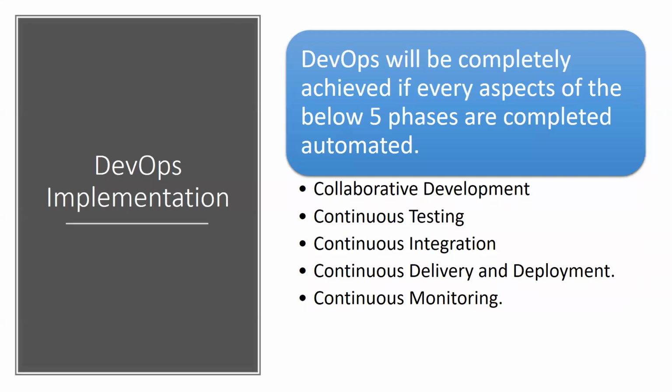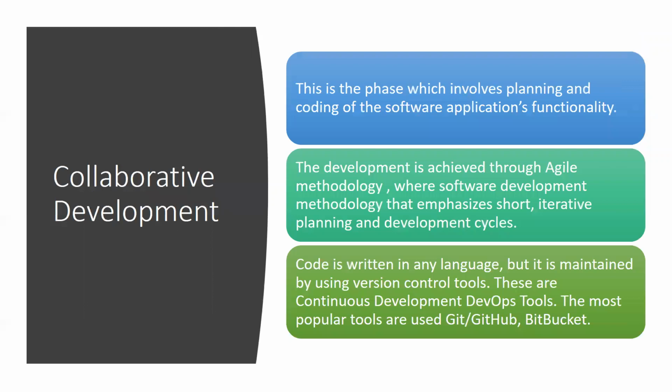DevOps implementation. So when someone says that yes, I am using the DevOps process for my project, then that project should have these 5 phases. The phases are collaborative development, or continuous development as we can also call it, continuous testing, continuous integration, continuous delivery and deployment, and continuous monitoring. So let us talk about collaborative development.